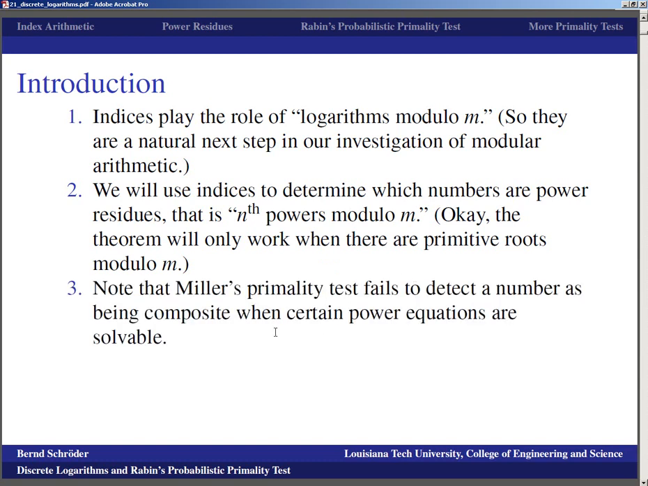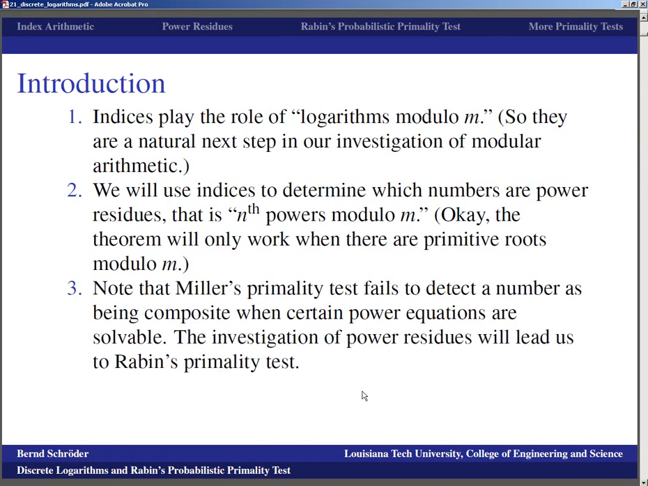And well, Miller's primality test then basically fails to detect the number as being composite when certain power equations are solvable, namely b raised to a certain power equals -1. And so the investigation of power residues will lead us to counting how many solutions such an equation can have, and that'll give us Rabin's probabilistic primality test.